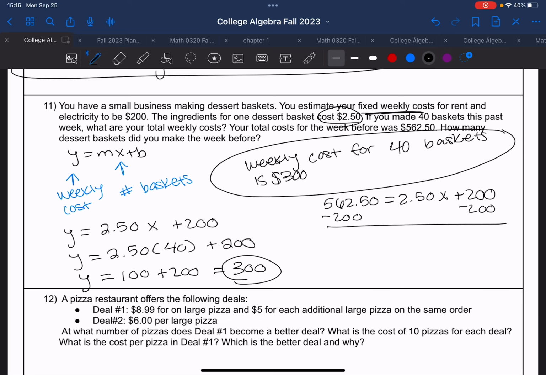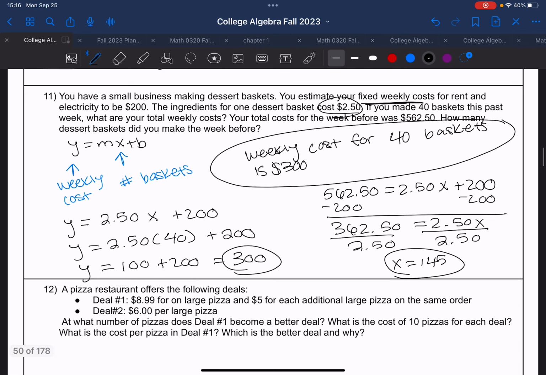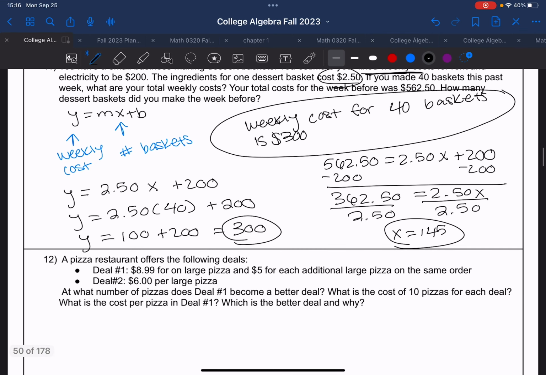and I get 362.50 is equal to 2.50x. Divide both sides by that 2.50, and we get x is equal to 145. But remember, we need that sentence, so we would say last week she sold 145 baskets.